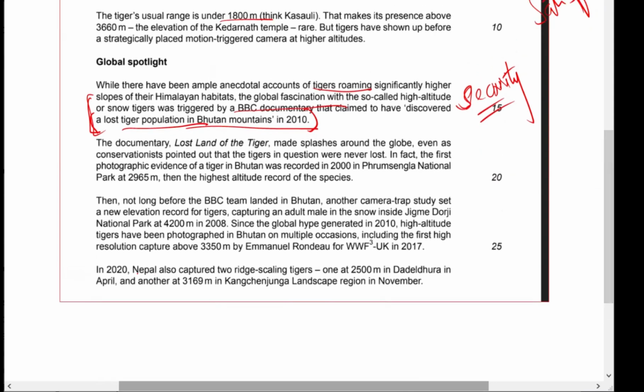Also, you can give the reference from Nepal, which also captured two ridge-scaling tigers, one at 2500 meters in Dadeldhura in April, and the other from the region where they found it. So these are the references which you are going to mention. It will make your advertisement strong enough.